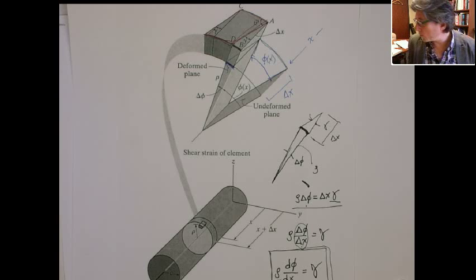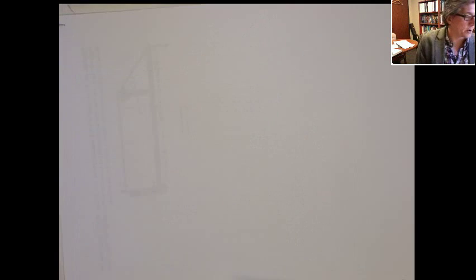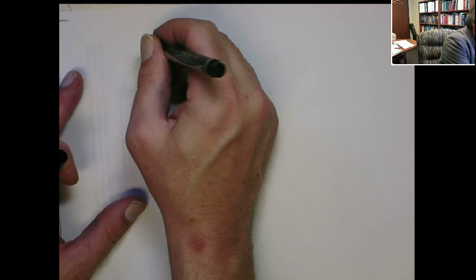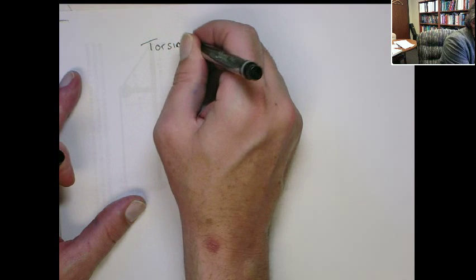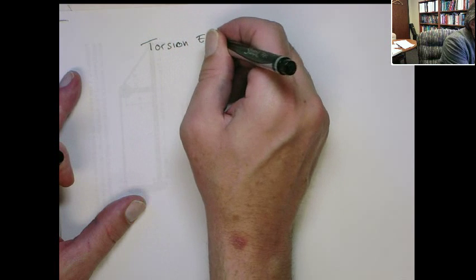Okay, now what we're going to talk about is the so-called torsion equation. I'm going to talk about this torsion formula, and I'm just going to write it up there to begin with, and then we'll derive it, just to see what we get. The point of this video is to get the torsion equation. This is really important.